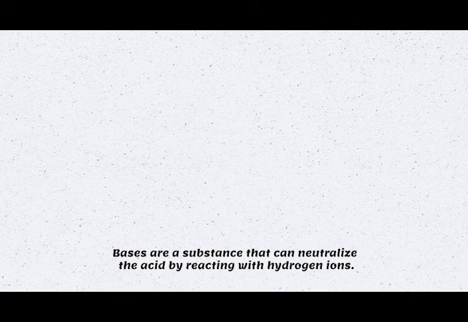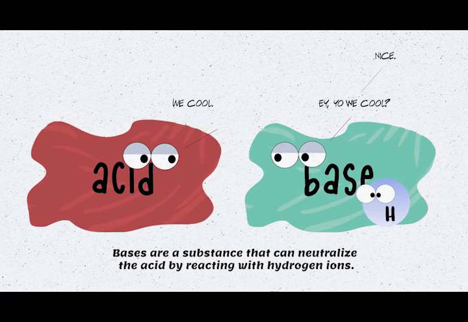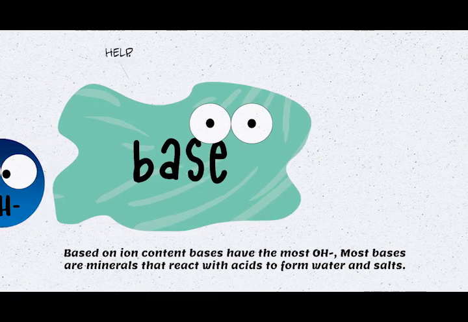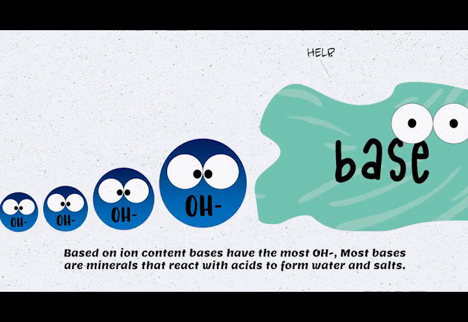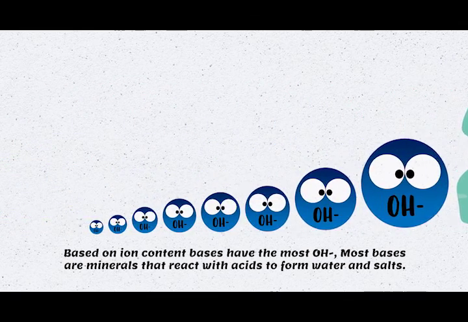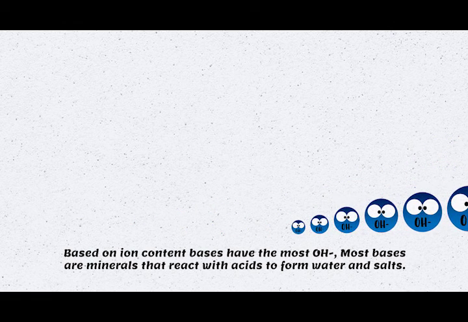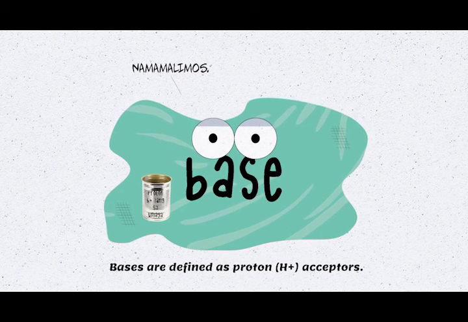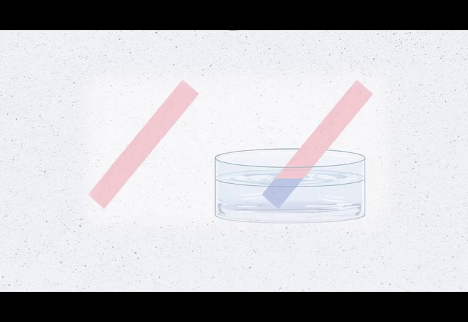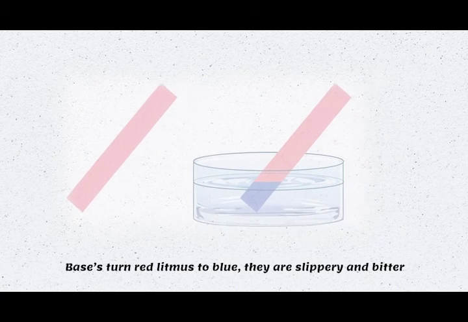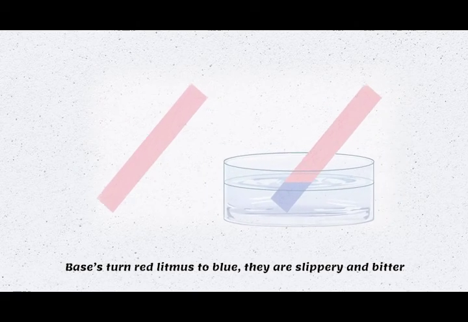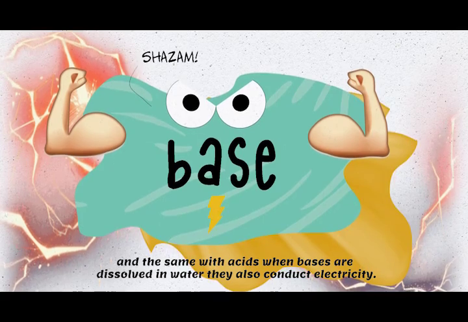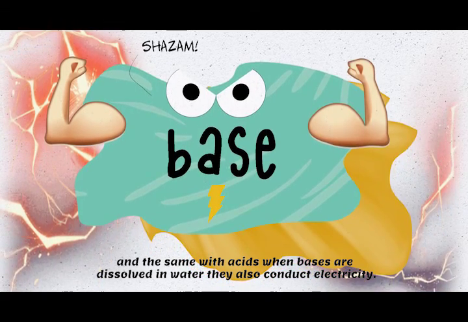Bases are substances that neutralize the acid by reacting with hydrogen ions. Bases have the most OH negative. Most bases are minerals that react with acids to form water and salt. Bases are defined as proton, H+, acceptors. They turn red litmus paper to blue. They are slippery and bitter, like my lola, and the same with acids. When bases are dissolved in water, they also conduct electricity.